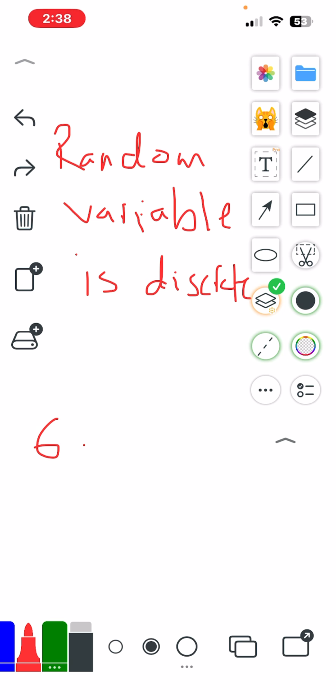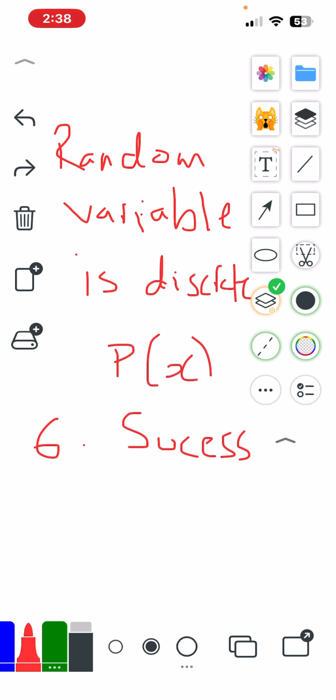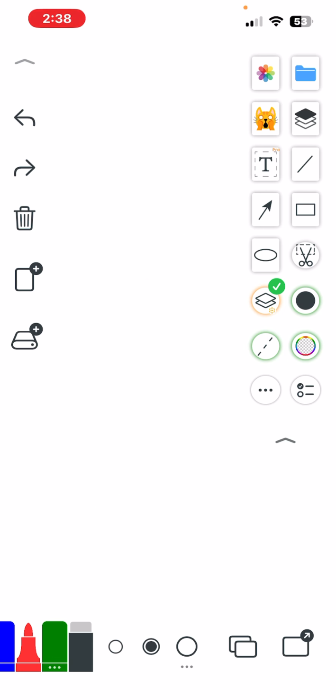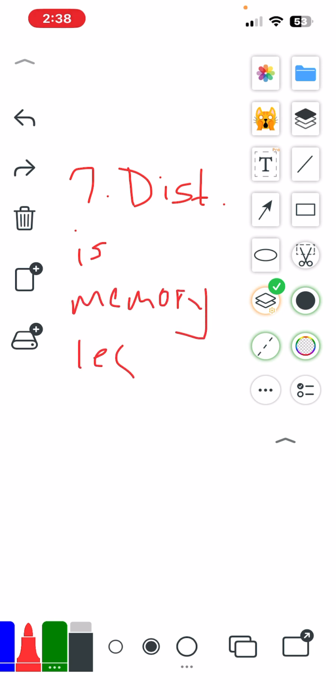Number 6 has to do with the probability of success being constant. So the probability P of success is constant. Number 7, the distribution is memoryless. What does that mean? Your probability distribution is memoryless. It has no memory whatsoever.